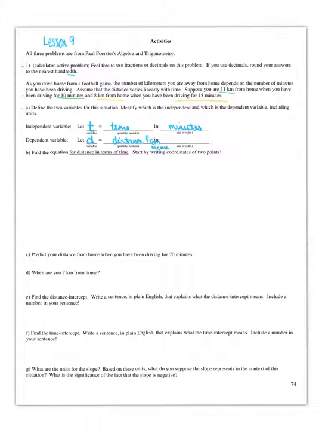Next it says, find the equation for the distance in terms of time. So we're going to start by writing the coordinates of 2 points. I like to write a little key to remind myself that they're going to be in the order T, D. That way, when I pick them out of the problem, it'll be easier. So I see that I'm 11 kilometers from home when I've been driving for 10 minutes. So that pair would be 10, 11. And 8 kilometers when driving for 15 minutes. So again, that will be 15, 8.